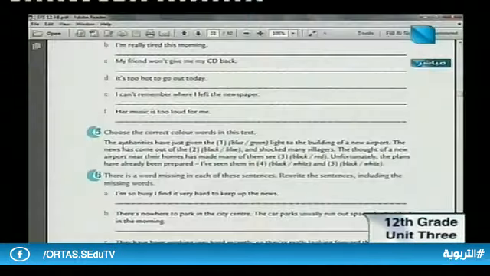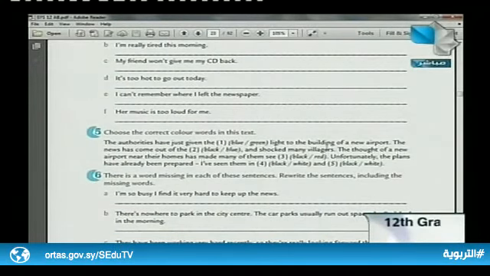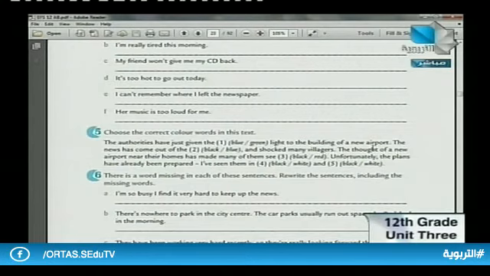We can start, Reem, please. The authorities have just given the green light to the building of the new airport. The news has come out of the blue and shocked many villagers. The thought of a new airport near their homes has made many of them see red.